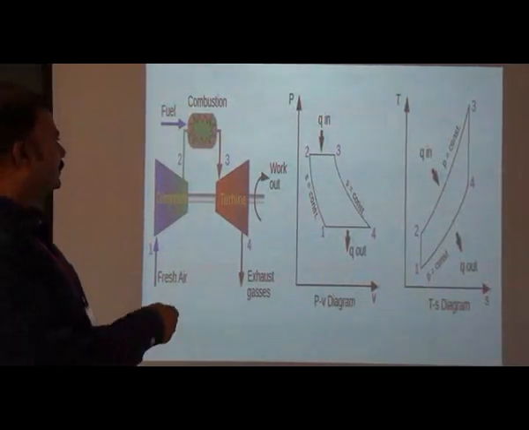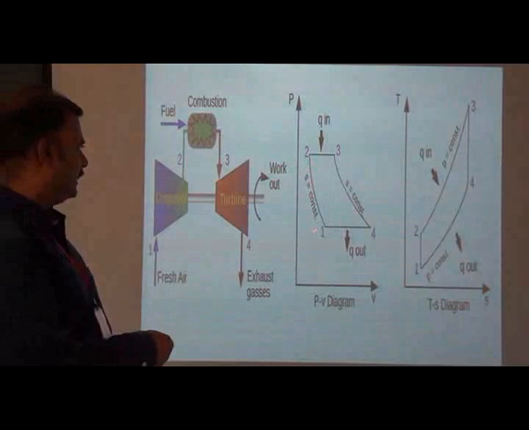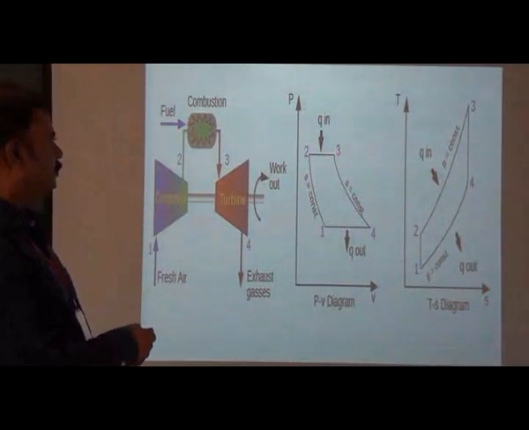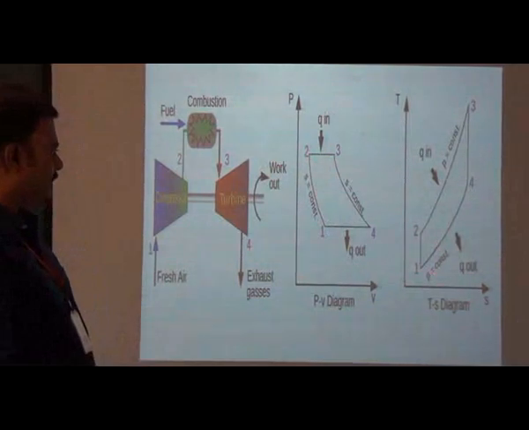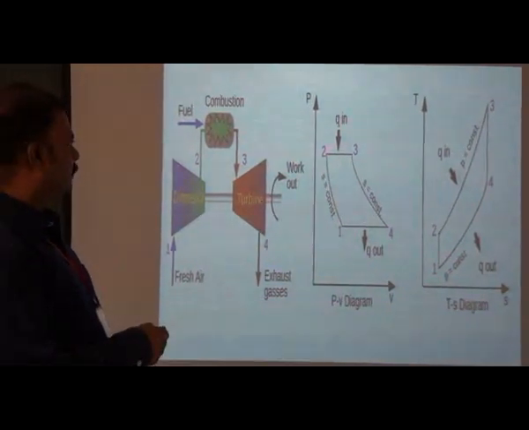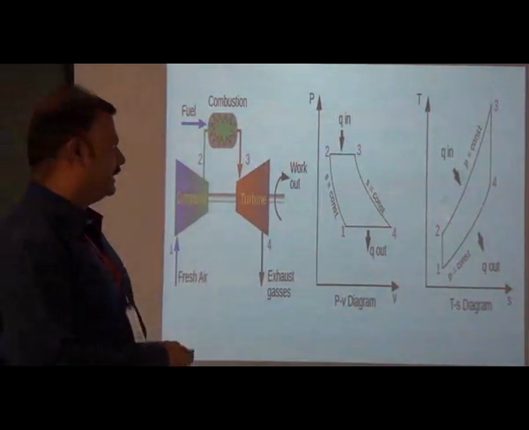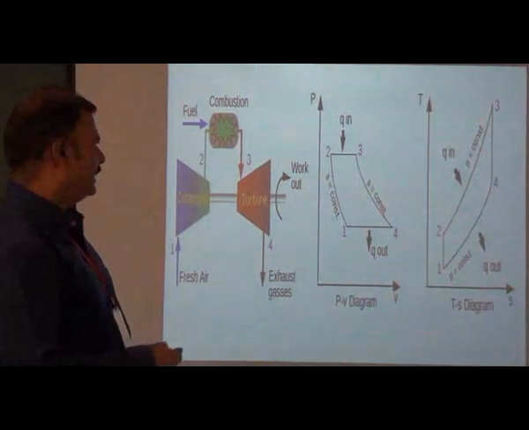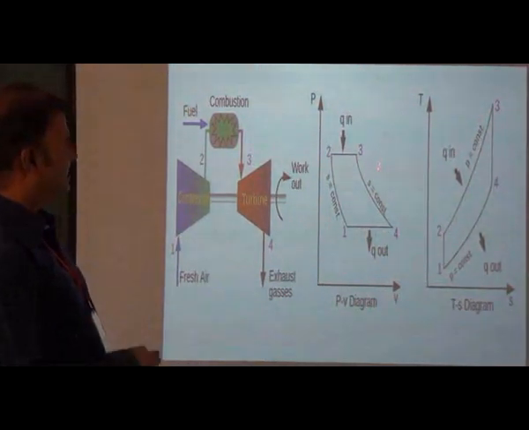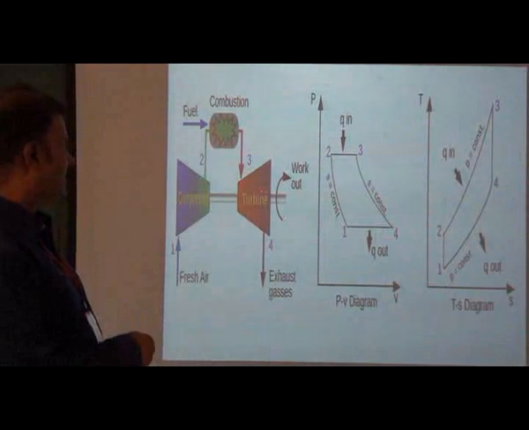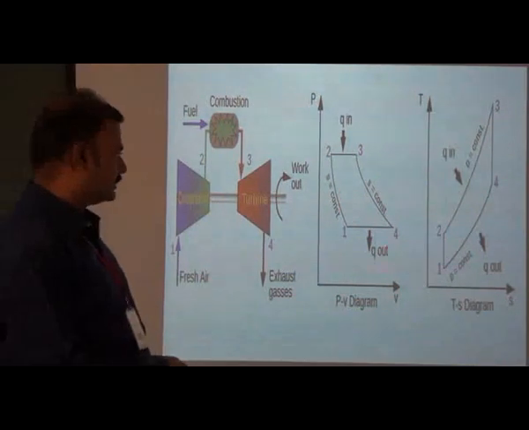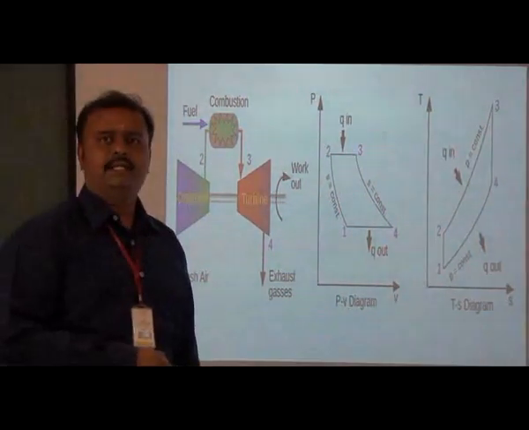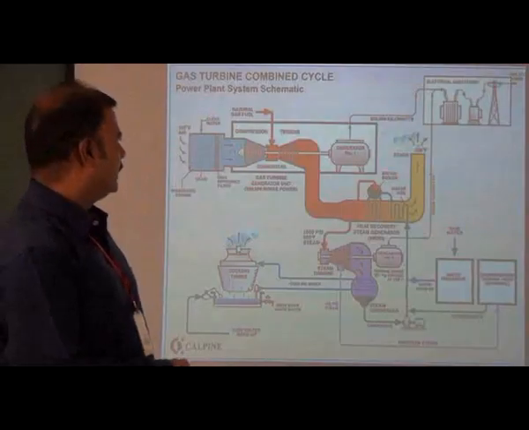See that 1 to 2 is nothing but an isentropic compression, S is equal to constant. 2 to 3 is constant pressure heat addition. Here 2 to 3 is constant pressure heat addition. 3 to 4 is an isentropic expansion process in the turbine. 4 to 1 is a heat rejection process. This is the PV and TS diagram of a Brayton cycle.